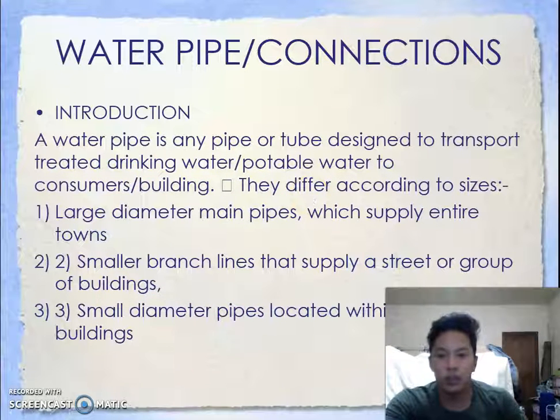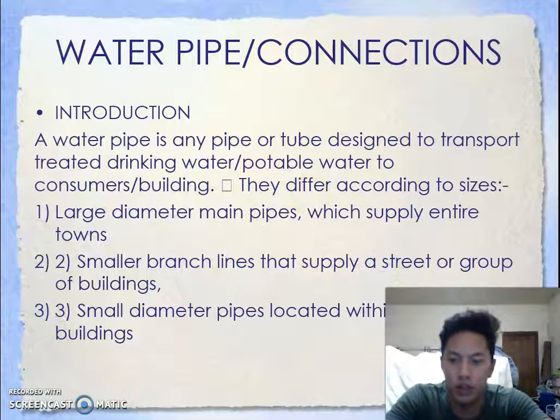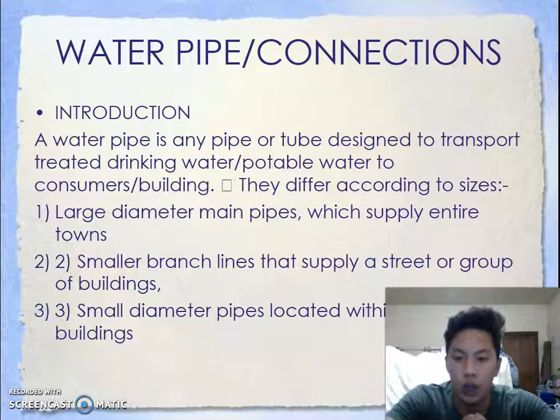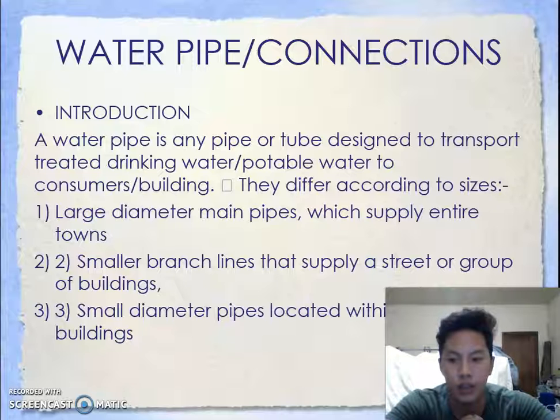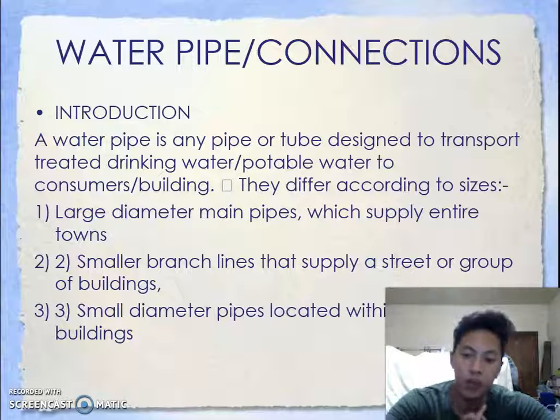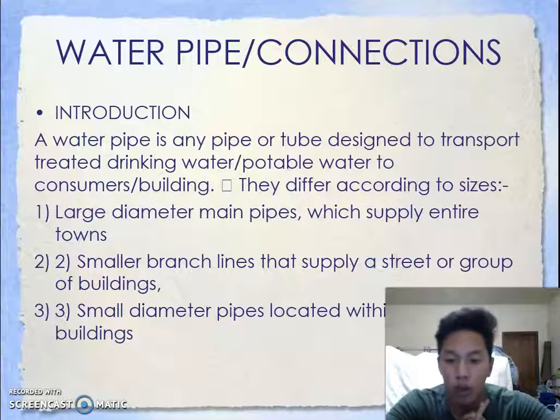So next, water pipes and connections. This is the introduction: a water pipe is any pipe or tube designed to transport treated drinking water, potable water, to consumers' buildings. They differ according to size. First, large diameter main pipes which supply entire towns. Second, smaller branch lines that supply a street or group of buildings. And third, small diameter pipes located within individual buildings.